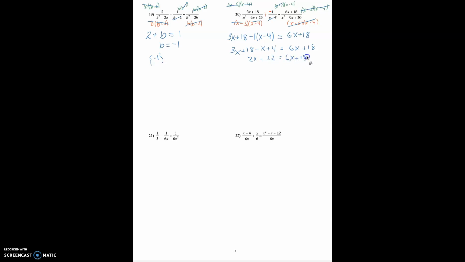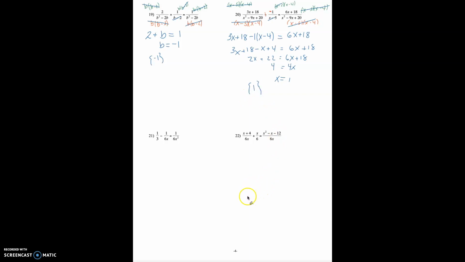A lot of times you'll end up with a quadratic here. That's not the case. So we're just going to subtract 2x from both sides and subtract 18 from both sides. So I get 4x equals 4, so x is 1. Let's double check. Does 1 work? If I plug 1 in here, it doesn't give me a 0. No 0, so the solution here is 1.